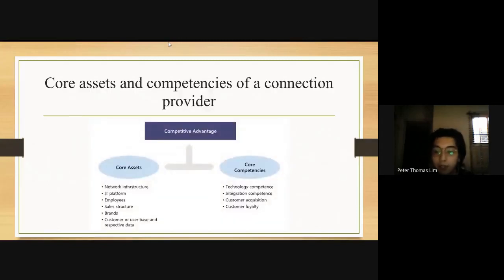Besides the important core assets, competencies are also required to maximize the potential of the core assets for the providers. Within the scope of connection providers, the technology and integration competence as well as the customer acquisition and customer loyalty competence are essential. In the context of customer acquisition and customer loyalty competence, the focus is on the employees' abilities. In the case of interconnection providers, customer acquisition is linked with a classic sales competence that enables them to acquire new customers or to use up-selling potentials.